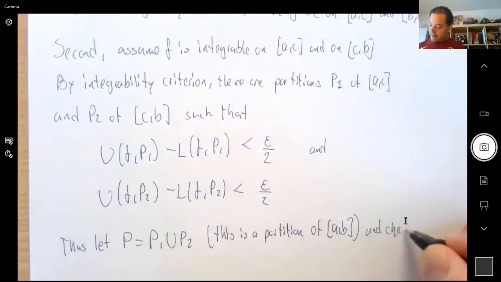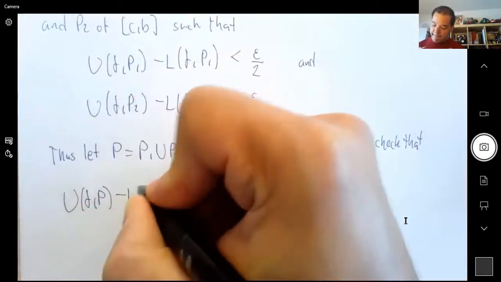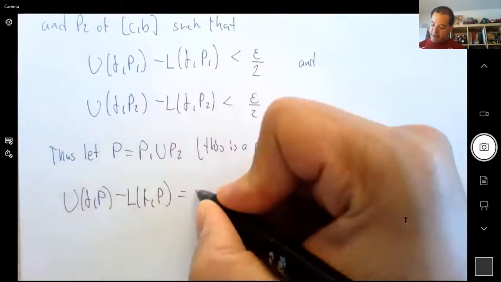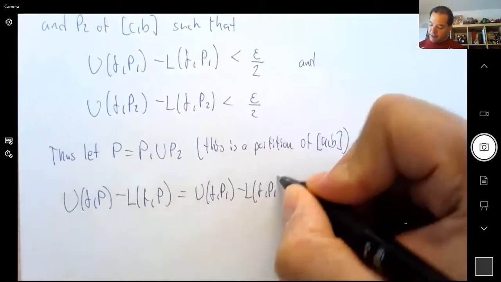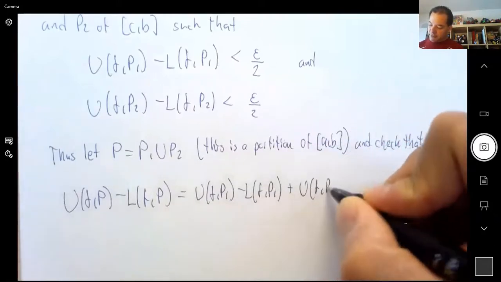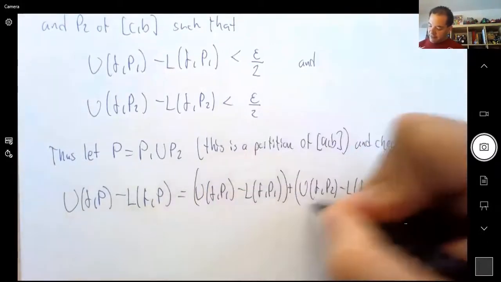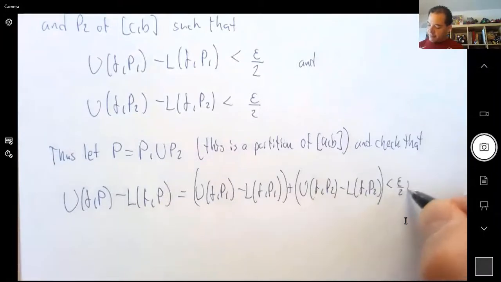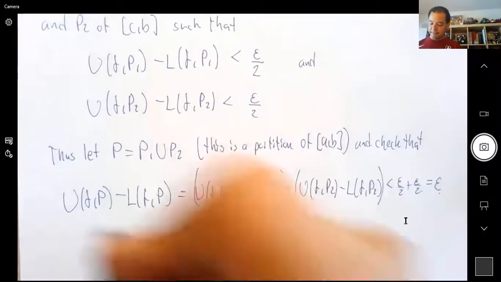And check that the upper sum minus the lower sum will be the same as U of F of P1 minus L of F of P1 plus U of F of P2 minus L of F of P2. And this is less than epsilon over 2 plus epsilon over 2. And that's it. This shows that the function is integrable on the bigger one.